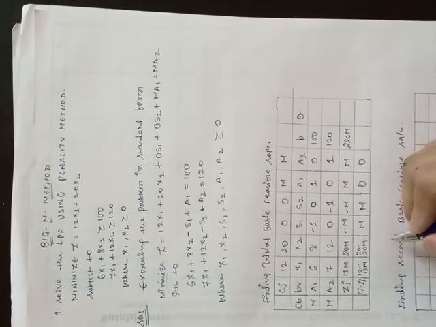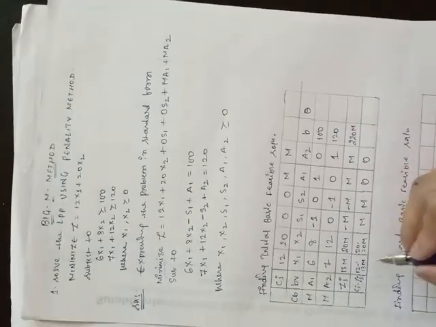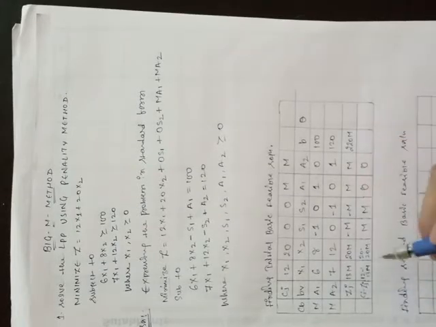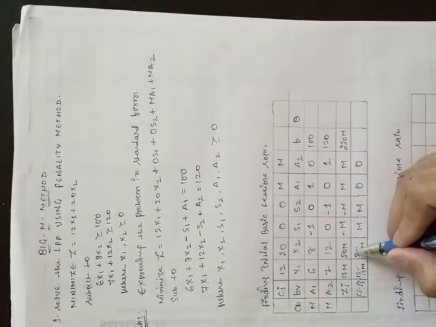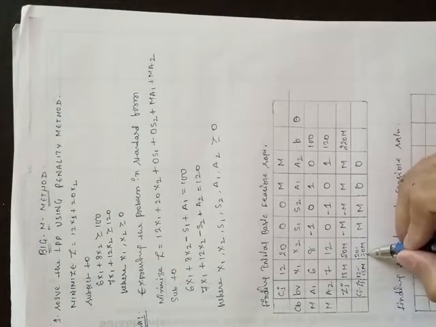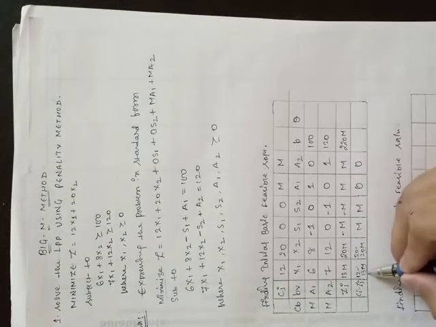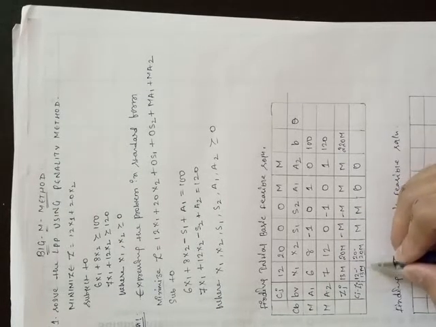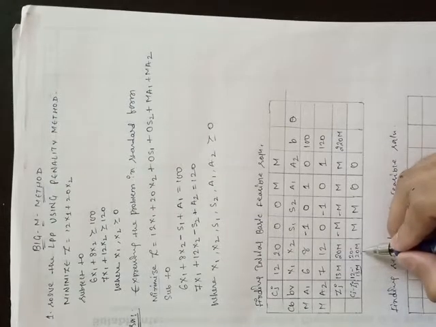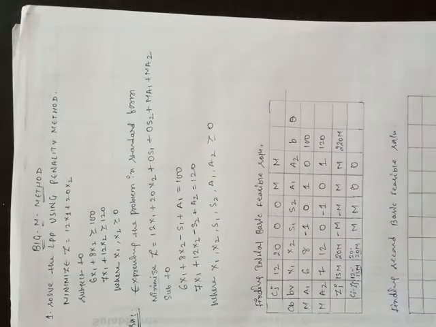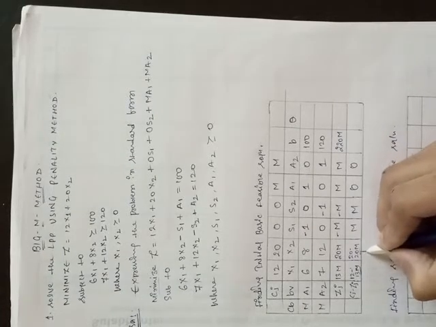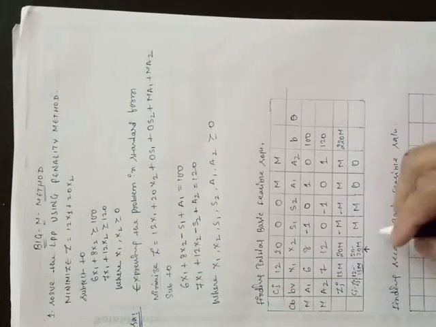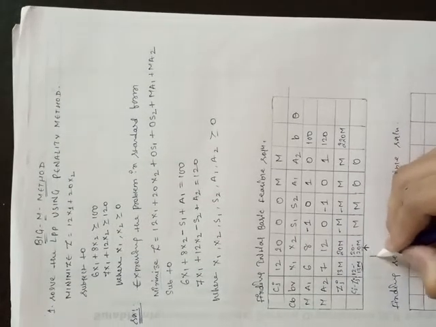We need to select the most negative value as the key column. In the big M method, we can't consider this 20; we need to consider -20M and -13M. The most negative value from -20M and -13M is -20M. So this is our key column.